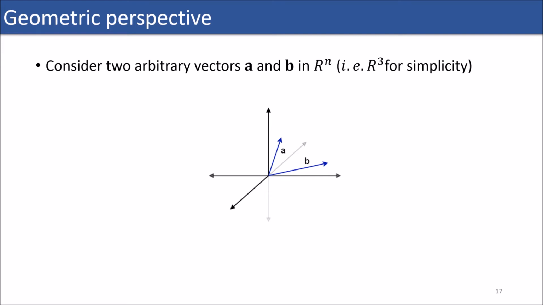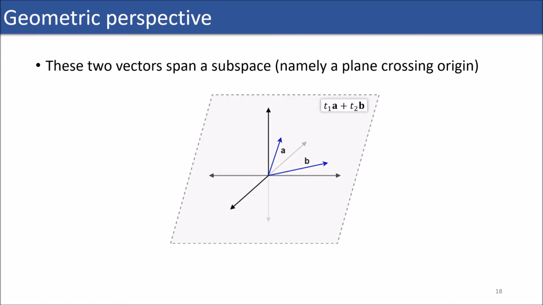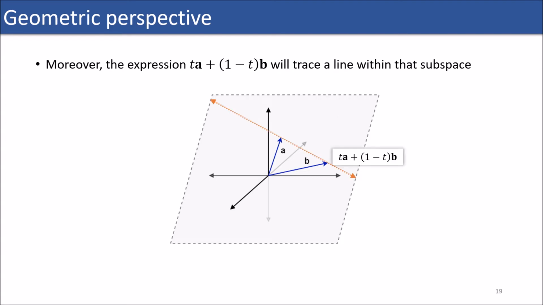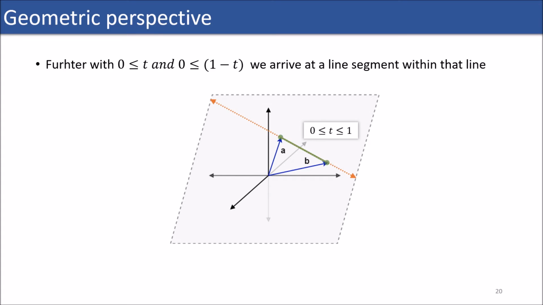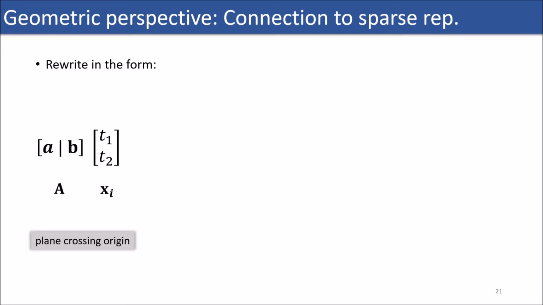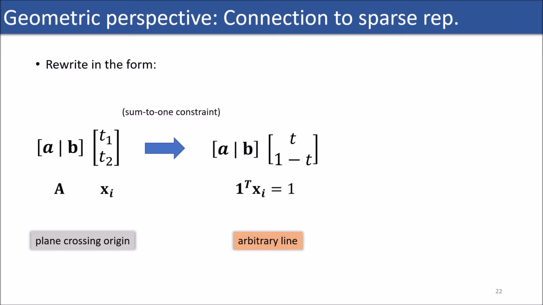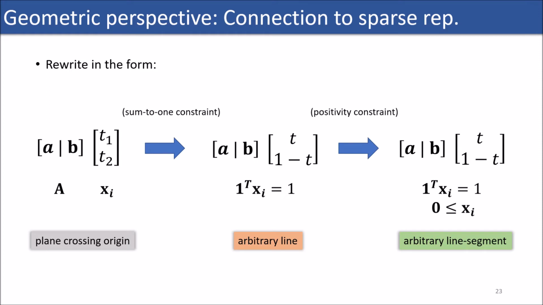Let us consider two vectors A and B in Rn. These two vectors span a subspace, namely a plane crossing the origin in the depicted case. Given the expression, or rather with a sum-to-one constraint, they now trace a line within that subspace. Furthermore, with a positivity constraint we now arrive at a line segment within that line. We can now rewrite these expressions in matrix form to connect them to sparse representations, first with the sum-to-one constraint and then further with the positivity constraint, as follows.